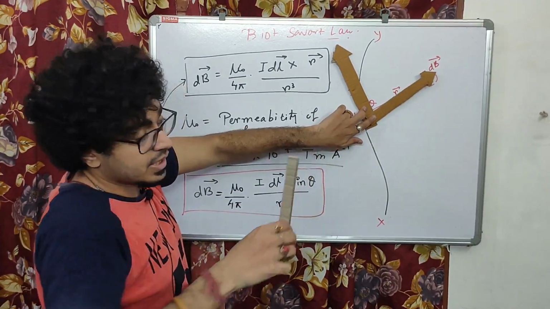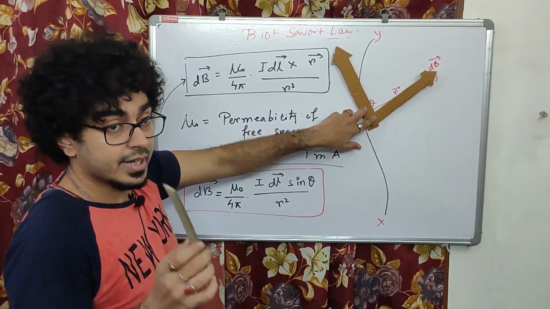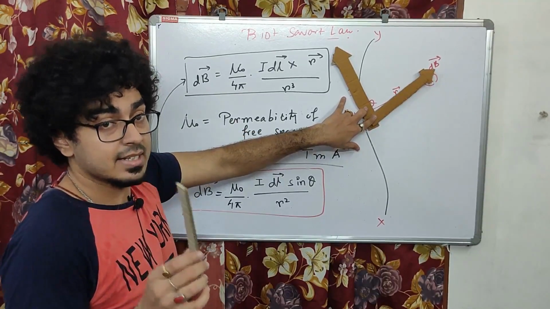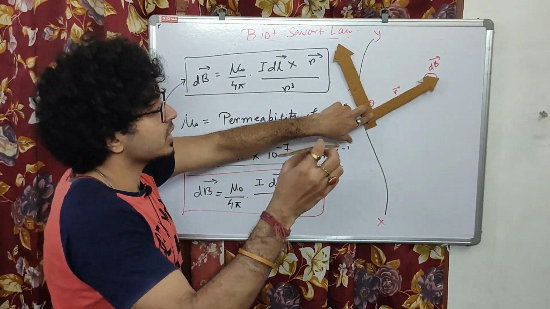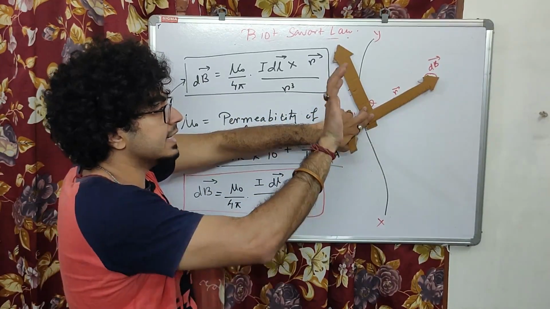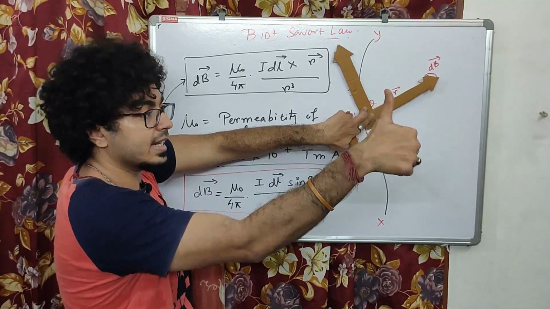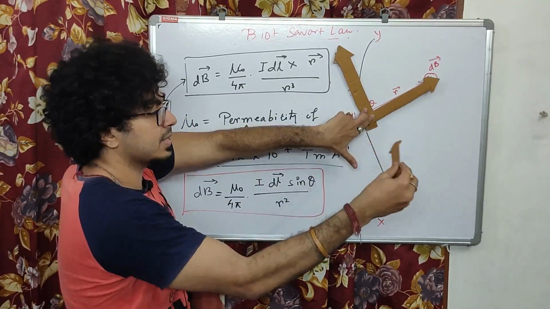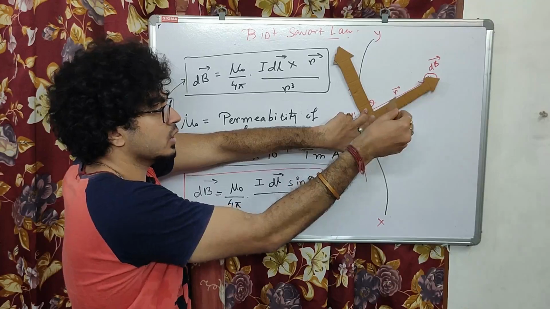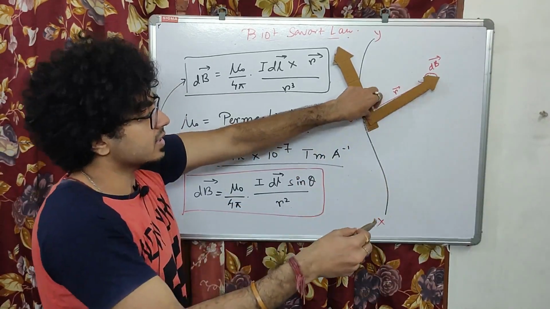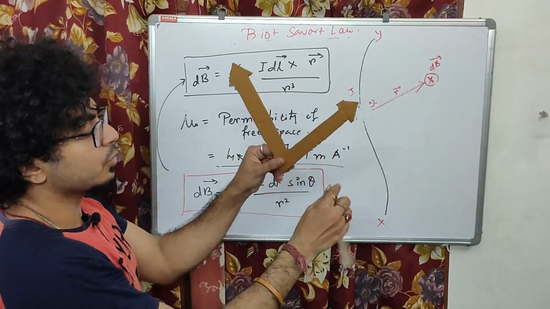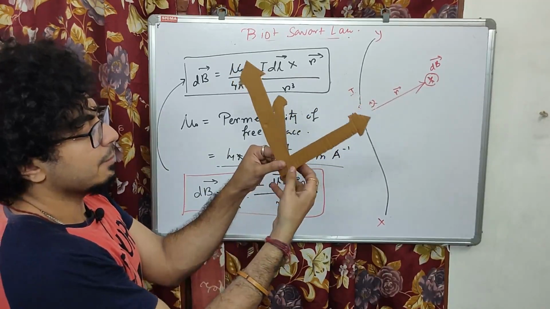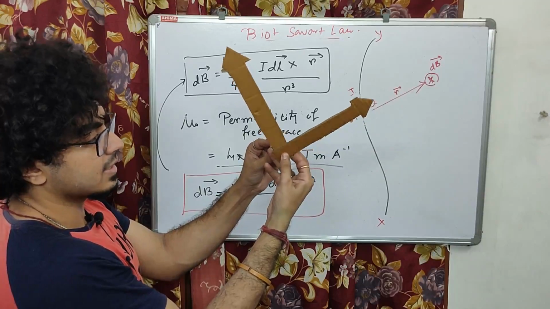Again I am telling you, if you don't know vector quantities, vector analysis, or cross product, please go and look at this video. So ultimately when I say dl cross r, that means the direction is into the board, right? So the direction is into the board. Can you understand from here that the magnetic field I am going to get is like this?